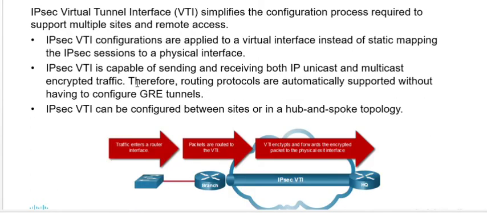So IPsec virtual tunnel interfaces are used to simplify our config process required to support multiple sites and remote access. IPsec VTI configurations are applied to a virtual interface instead of a static mapping of these IPsec sessions to a physical interface. VTIs are capable of sending and receiving both IP unicast and multicast encrypted traffic. Therefore, routing protocols are automatically supported without having to configure GRE tunnels. IPsec VTI can be configured between sites or in a hub and spoke topology.